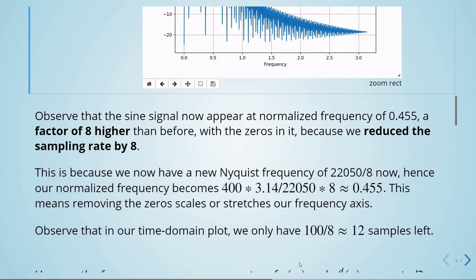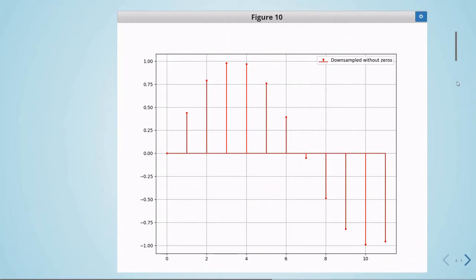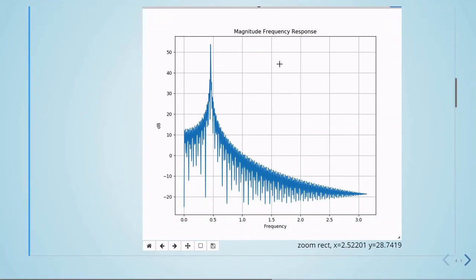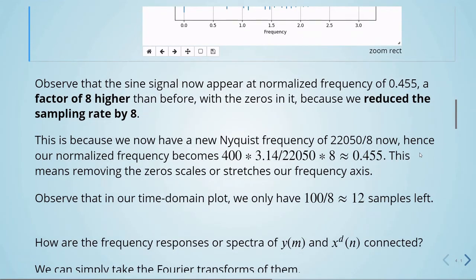And as I said before, in our time domain plot we only have 12 samples left, because when we plotted 100 samples, but now we remove the zeros and we get 12 samples. So this is what's shown here with the new normalized frequency, because we changed the sampling rate by 8. By changing the sampling rate by 8, we also have a new Nyquist frequency. This means that removing the zeros scales or stretches our frequency axis, and we need to adapt to calculate the normalized frequency.